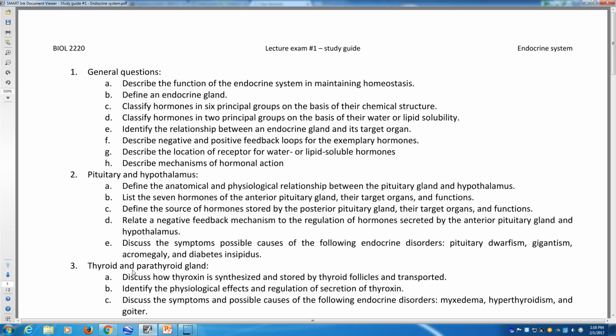Well, general questions. The function of the endocrine system is regulation, right? Understand what an endocrine gland is, and what the difference is between endocrine versus exocrine. It releases into the blood rather than someplace else. Understand the differences between the nervous and endocrine systems, okay?